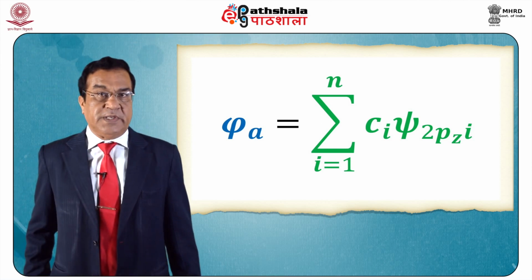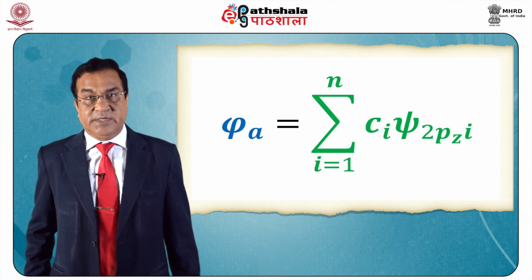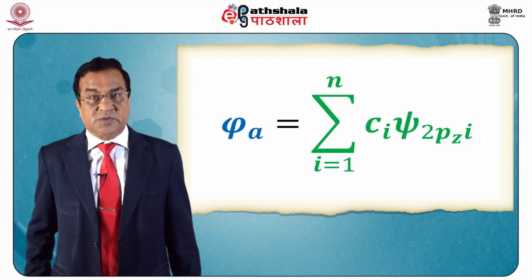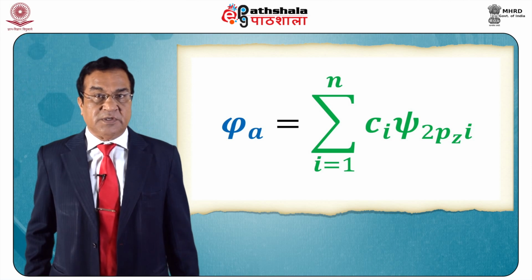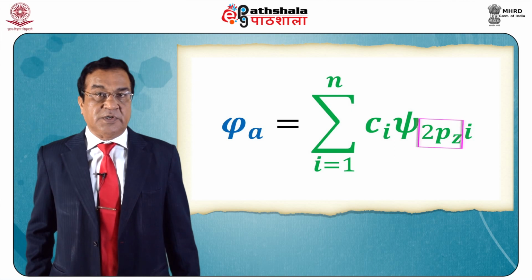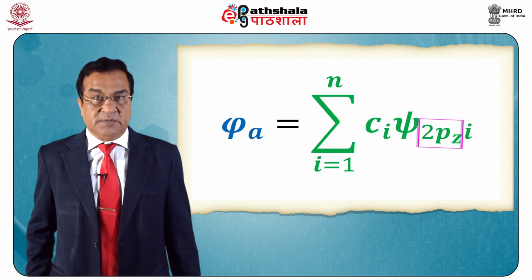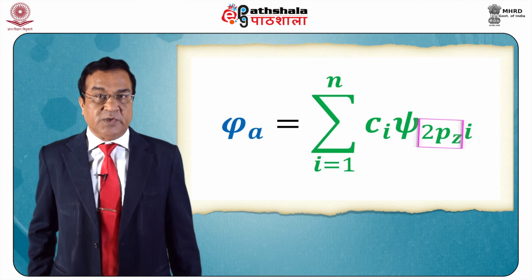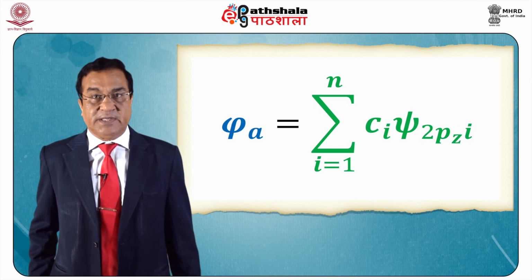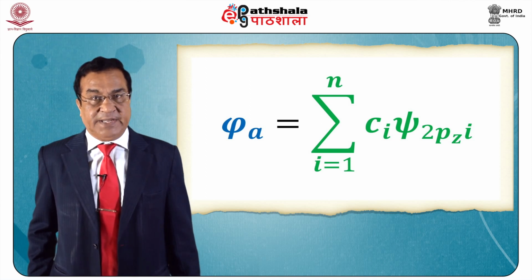Therefore, if we apply it to a conjugated molecule, then the corresponding trial wave function will be the linear combination of 2pz pi orbitals, because we are assuming the molecule to be in the xy plane, and therefore this pi orbital would be in the z plane.